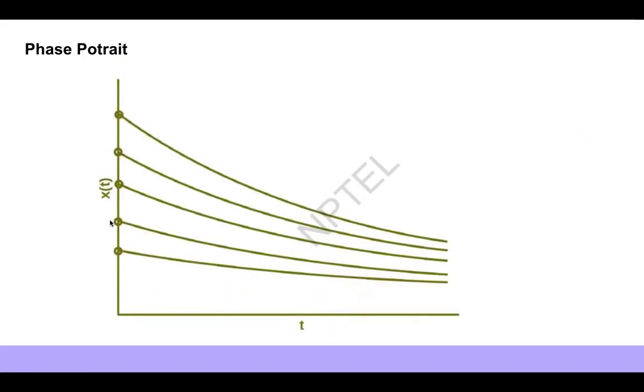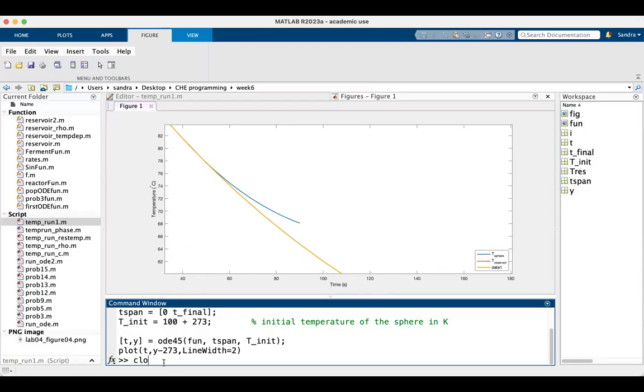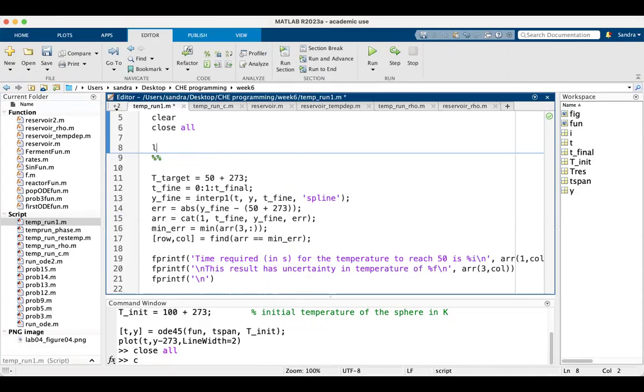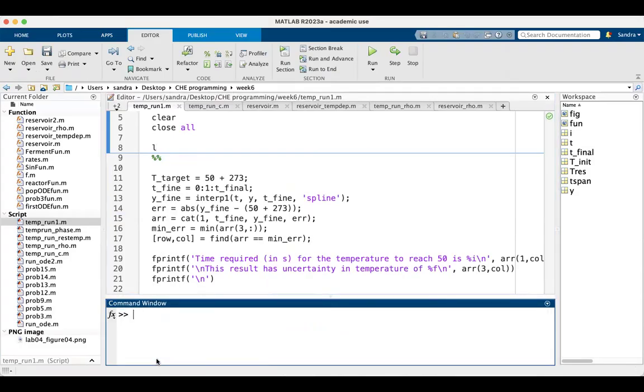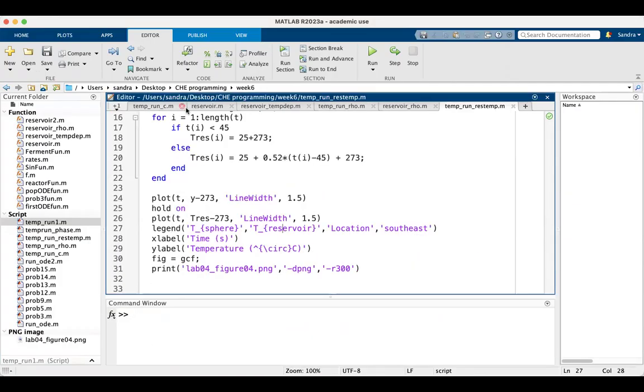Now coming to the phase portrait, right now we have varied the specific heat, we have varied the rho. Now I think it will be easy for you to vary the initial values. If you vary the initial values, you'll be getting different plots. So let's create the phase portrait. For that, let me just close all. Clear, CLC. Let me just close all these functions. There's a lot of functions.